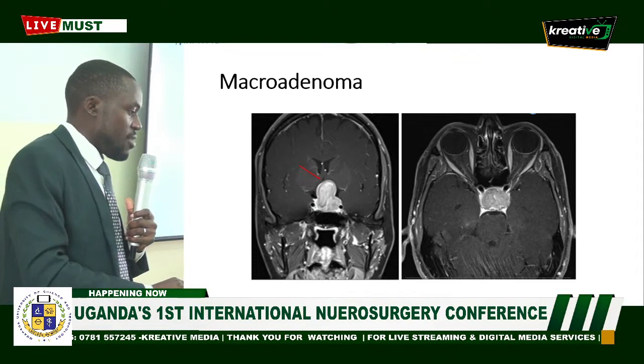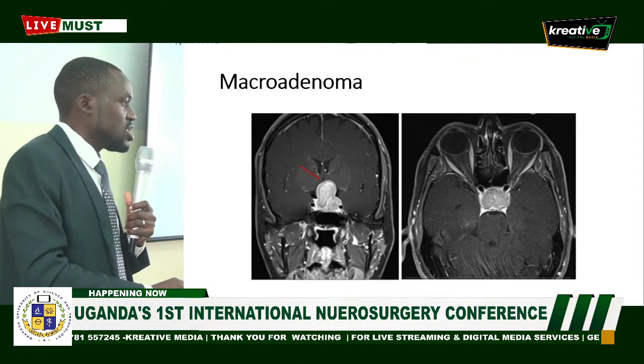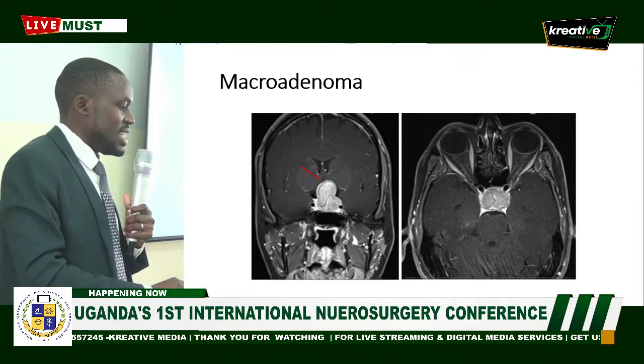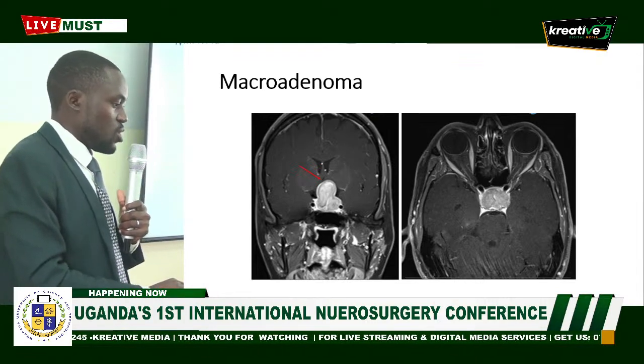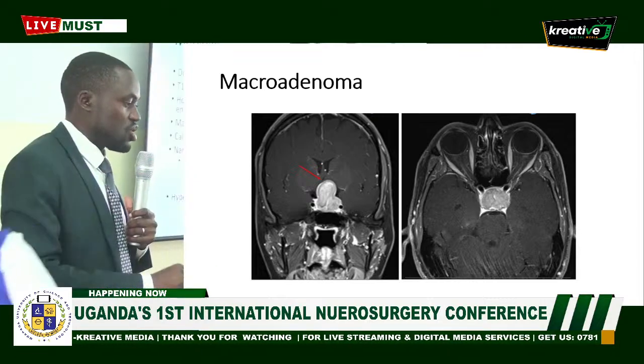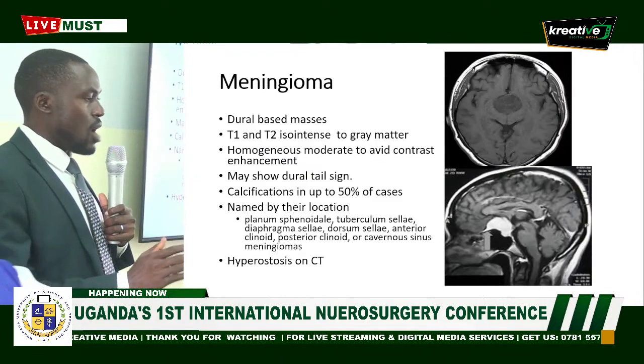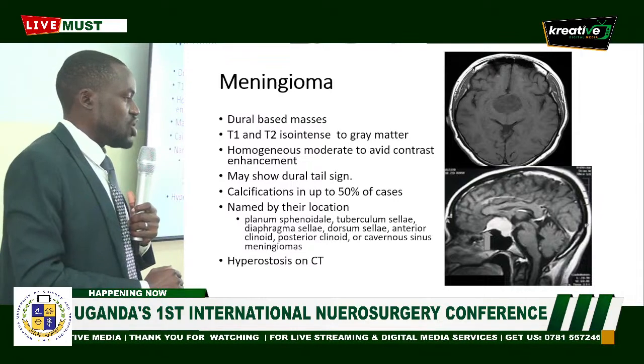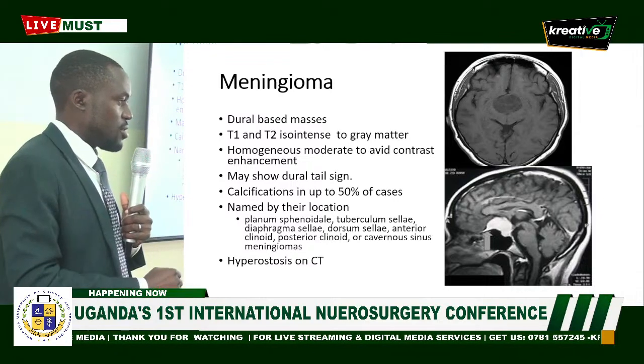You have a lesion within the sellar that extends to the suprasellar region with this indentation. And on the axial, you can still see the same lesion. So, how do we differentiate these from the meningiomas on imaging? He mentioned a number of features.